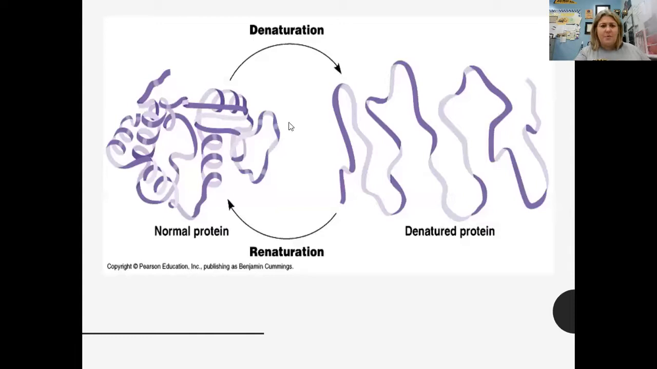And this is an example. This would be our normal protein going through a tertiary structure. And you see what happens is, boom, it denatures. And now you have this just long ribbon, and it won't function like it was supposed to. Some proteins can revert back. That's called renaturation, but not all of them can do that.